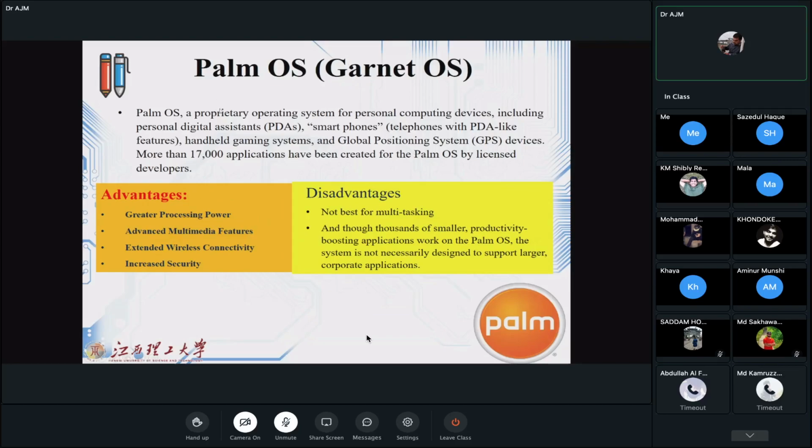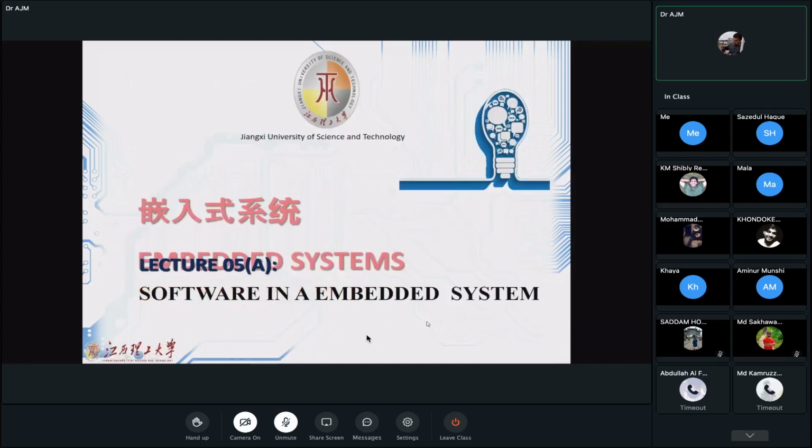Garnet, or Palm OS, also came out for smartphones. It had greater processing power, advanced multimedia features, extended wireless connectivity, and increased security, but it was not the best for multitasking. Thousands of smaller productivity-boosting applications worked on the Palm OS, but the system was not designed to support larger ones. This means the support for it was not successful.